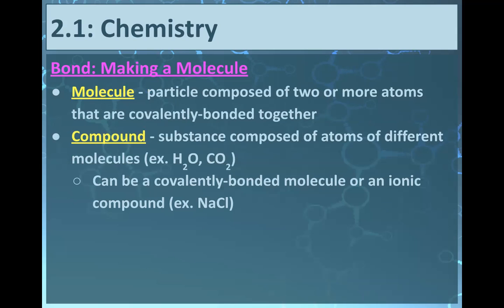A molecule is a particle that contains 2 or more atoms that are covalently bonded together. A compound is going to be a molecule that has 2 or more different atoms. Okay, we'll talk about molecules later that are called macromolecules that have just a lot of different atoms.